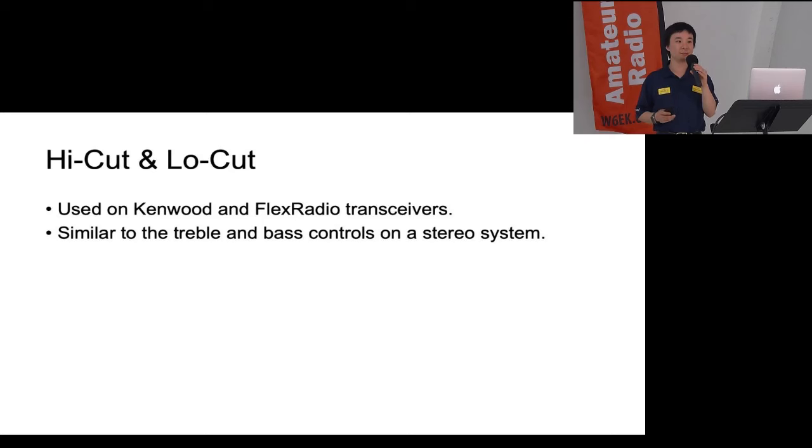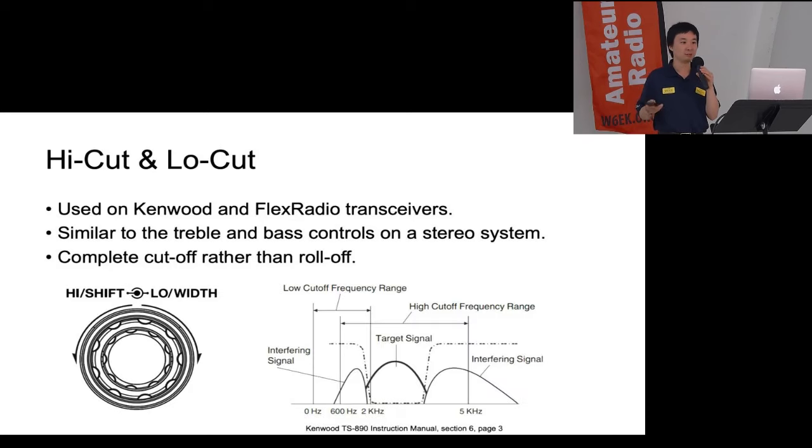The other way of adjusting it is with a high cut and low cut, and this is used on Kenwood and Flex Radio transceivers. It works very similarly to the treble and bass controls on a stereo system, but rather than a roll-off, it is a complete cutoff of signals outside the passband. And once again, this is from the user manual of another one of my radios, and it's explaining basically where you can adjust the high and low shifts to knock out noise right next to the signal that you're interested in.